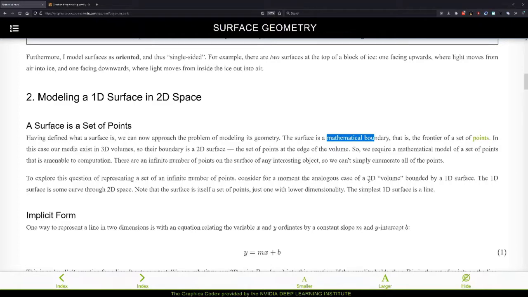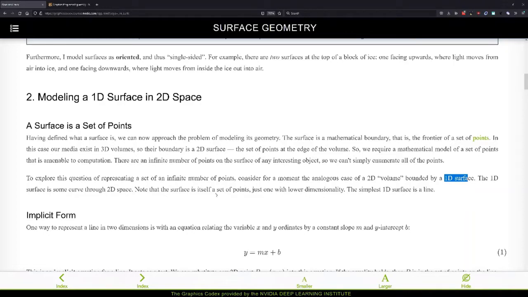Yeah, so instead of having to think about 2D surfaces in a 3D space, let's just do a 2D volume with a 1D surface, which is much simpler to construct and think about. So a 1D surface is a curve through 2D space.